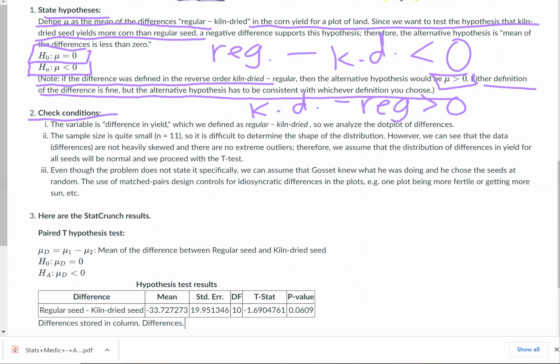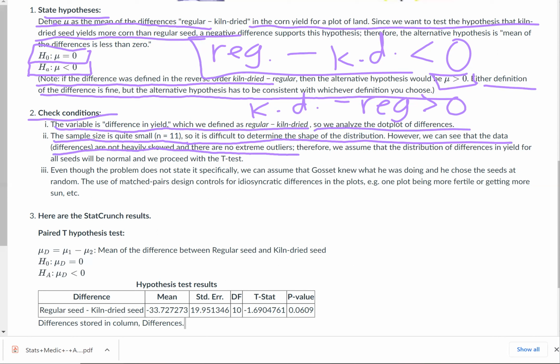Okay, secondly, after we state our hypotheses, we'll check conditions. First, the variable is difference in yield, which we defined as the regular minus the kiln dried. So we analyze the dot plot of differences. Second, the sample size is quite small, n equals 11, so it's difficult to determine the shape of the distribution. However, we can see that the differences are not heavily skewed and there are no extreme outliers. Therefore, we assume that the distribution of differences in yield for all seeds will be normal, and we proceed with the t-test.